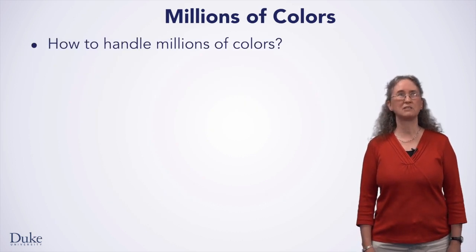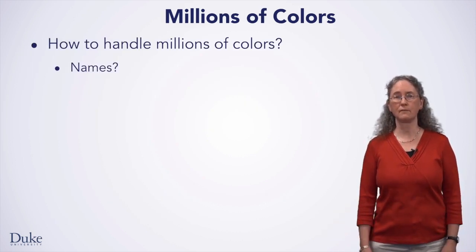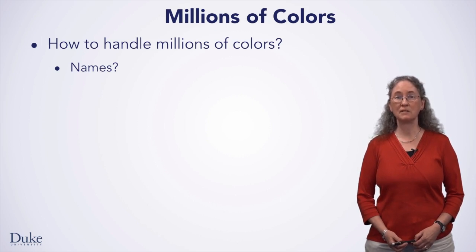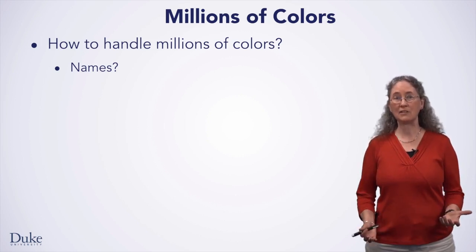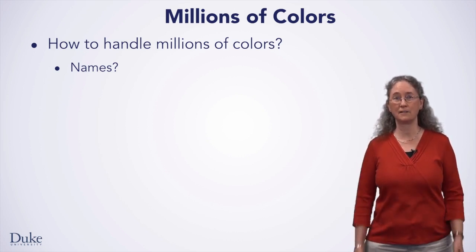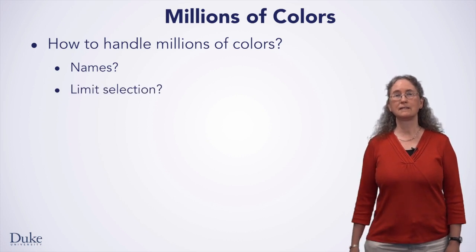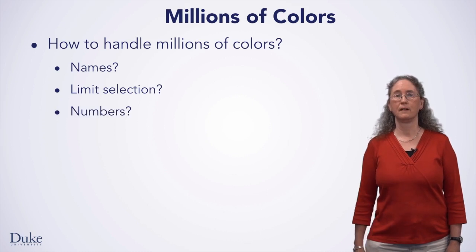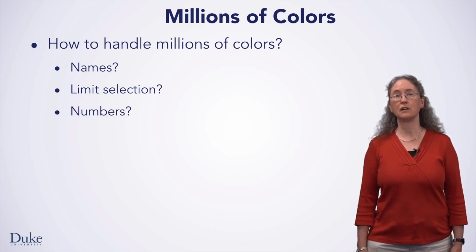So how could we handle millions of colors? Giving them all names would be somewhat unmanageable. One problem is that someone would have to come up with millions of color names and standardize them. Another problem is that you would have to look through millions of names to find the color that you want. Limiting the selection of available colors is not a very appealing option. If you really want a particular color, such as exactly Duke blue, you would be unhappy if you could not get it. Another option would be to give each color a number, which is what is actually done.